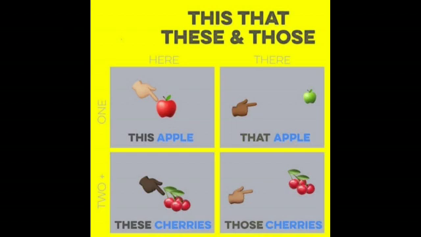So for singular, this apple if it is near and that apple if it is far. Then plural, that is more than one, these apples or these cherries when they are near and those apples or those cherries when they are far. So today we learned different forms in grammar.